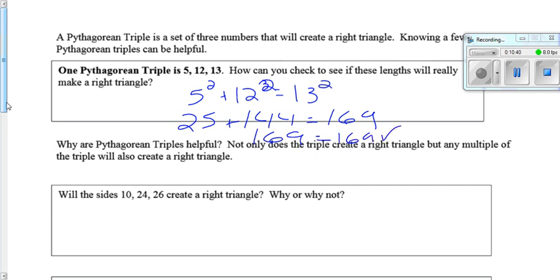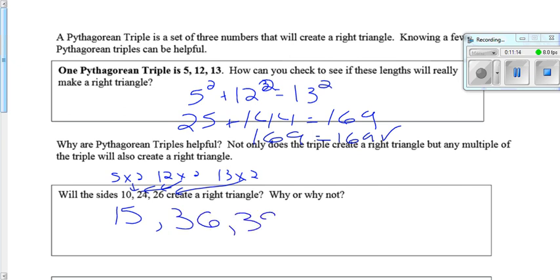Told you. Okay, why are they helpful? Well, they help us because if we recognize one, it's a lot easier to do our work. Not only does a triple create a right triangle, but any multiple. Meaning, if I take my 5, 12, and 13 and I multiply them all by 2, 5 times 2 is 10. 12 times 2 is 24. And 13 times 2 is 26. So 10, 24, 26 is also a triple. If I multiply my 5, 12, and 13 by 3, 15, 12 times 3 is 36, 13 times 3 is 39. That is another triple that works. So any multiples of it work as well.